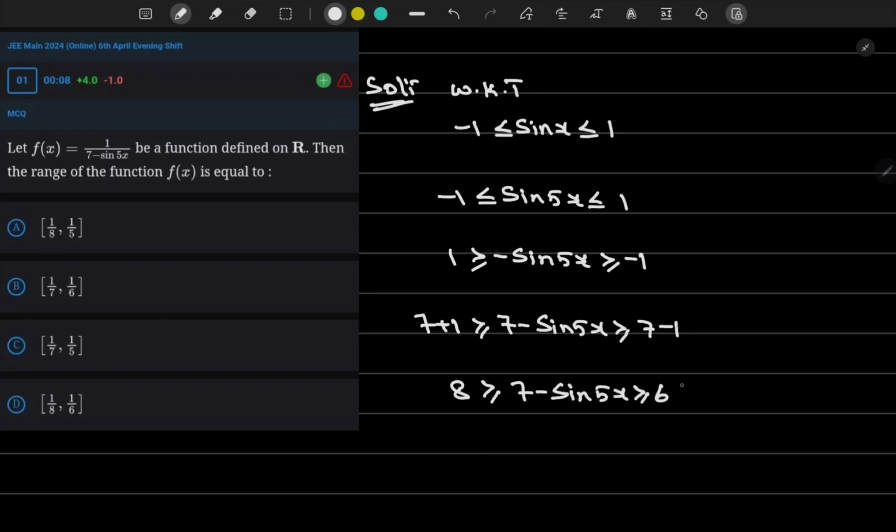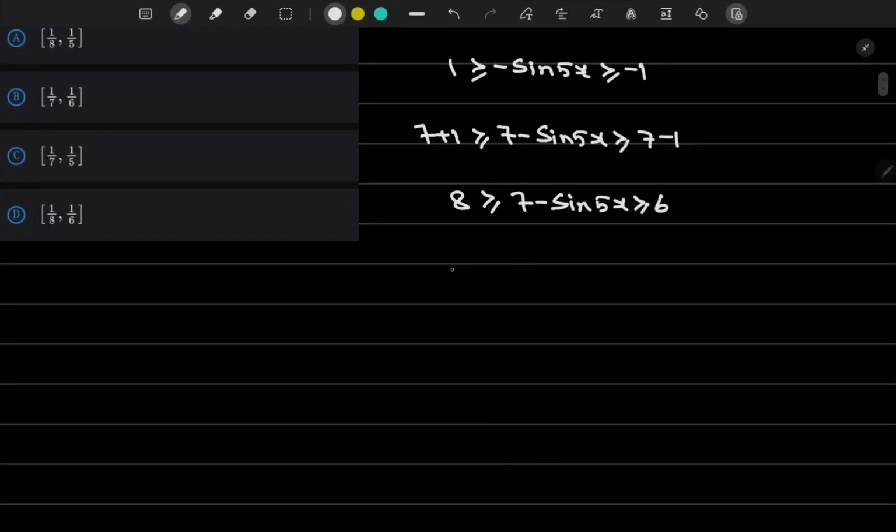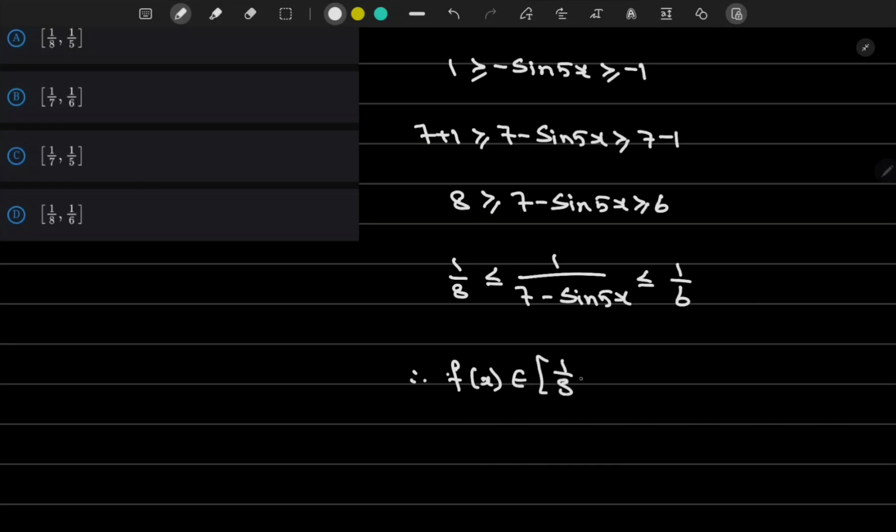Now let me do reciprocal on all sides. Then 1 by 8 is less than or equal to 1 by (7 minus sin 5x) is less than or equal to 1 by 6. Hence, my f of x lies in between 1 by 8 and 1 by 6. Now, if you observe the options, my answer is option D.